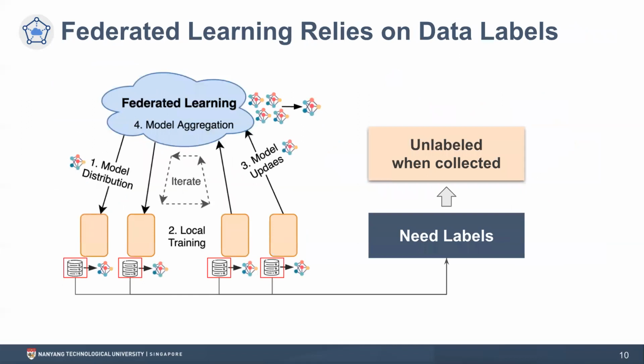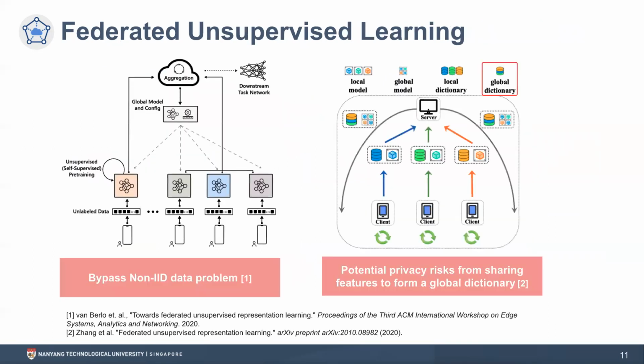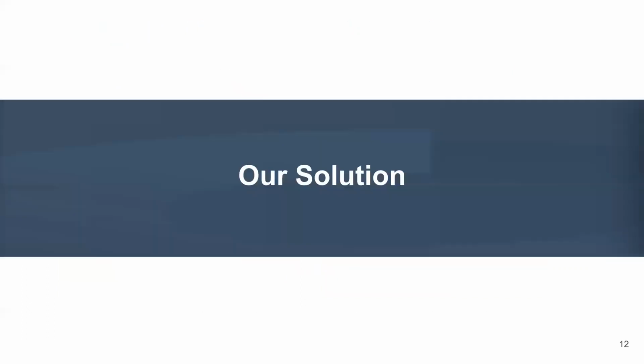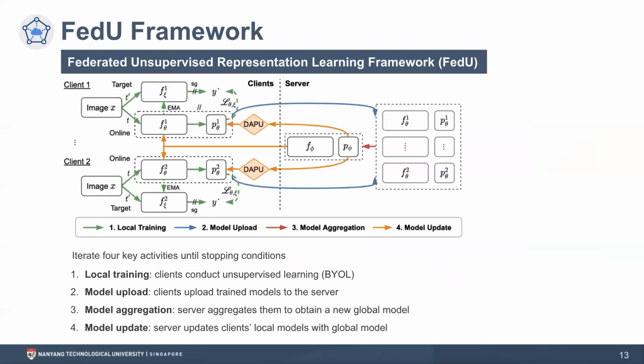The majority of federated learning methods rely on data labels, but the images are mostly unlabeled when collected. Labeling this data is expensive. Besides, two existing works implement federated unsupervised learning for unlabeled data, but they either bypass the non-IID data problem or could impose potential privacy risks from sharing features to construct a global dictionary. To address these issues, we propose a new federated unsupervised representation learning framework, namely FedU.